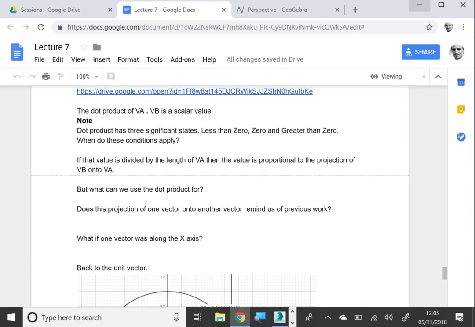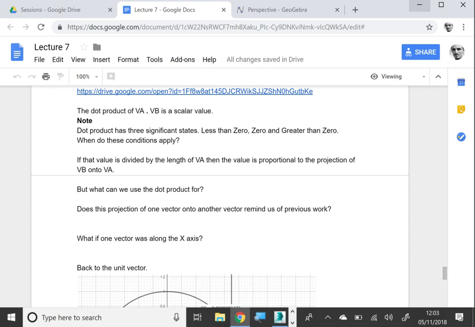Right, so we can understand the dot product has 3 significant states. If we just take two vectors, we get a less than 0 state, a 0 state, and a greater than 0 state. These states occur depending... We've got cross product yet as well.